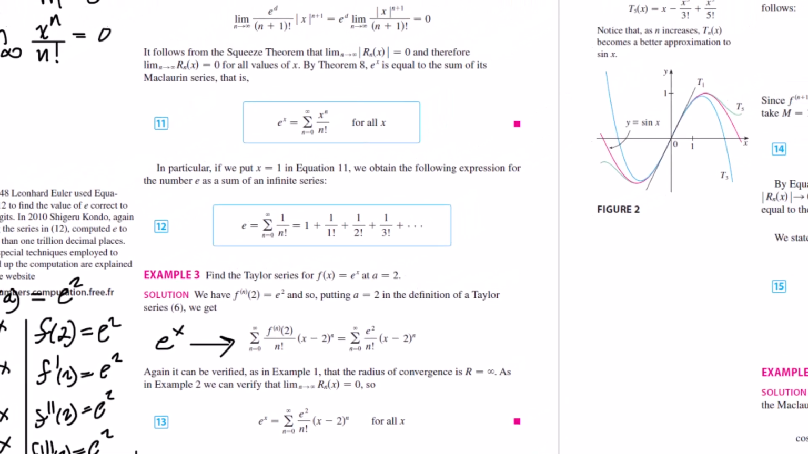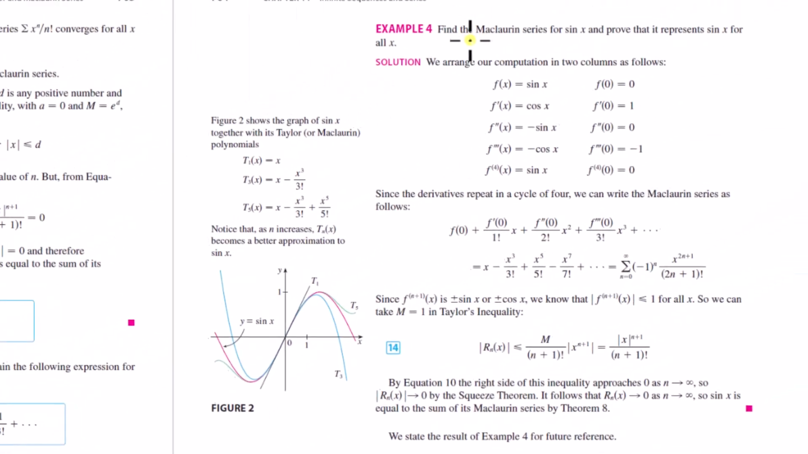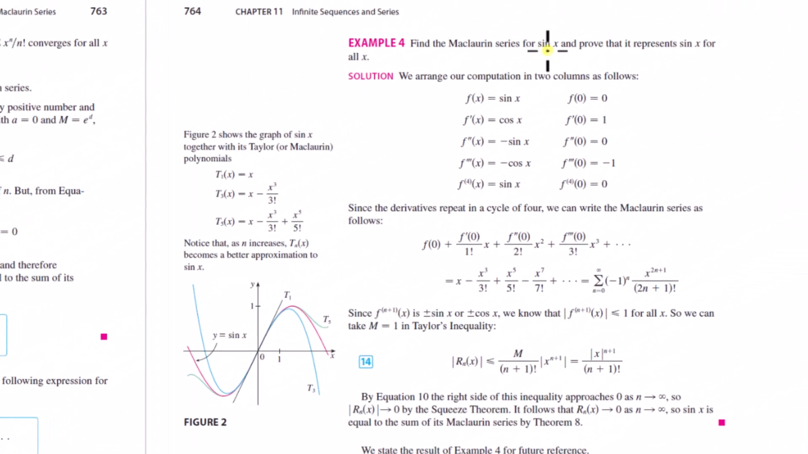Okay. Next example, it says, find the Maclaurin series for sine x and prove that it represents sine of x for all x. So now we want to find the Maclaurin series representation for sine of x and also prove that sine of x is equal to its Maclaurin series representation.